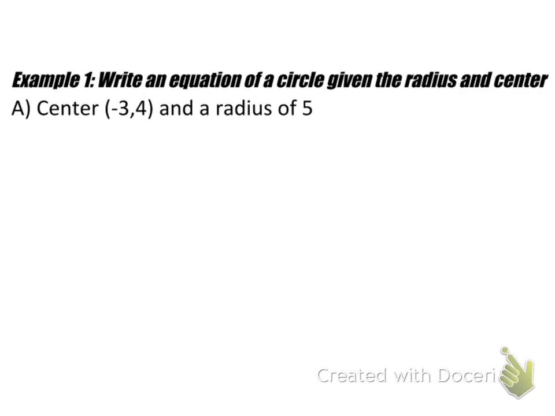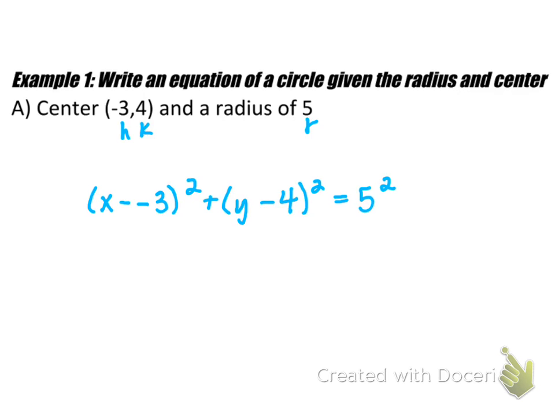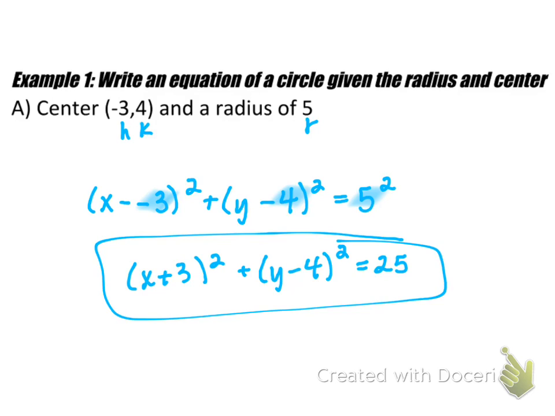So we want to write an equation of a circle given the radius and center. So I'm just going to follow my standard equation and plug it in. So there's my h and k and my radius. So I have x minus my h value, which is -3, and y minus my k value of 4 equals 5 squared, my radius. Then I can go ahead and simplify. (x + 3)^2 + (y - 4)^2 = 25, and that would be your final answer.